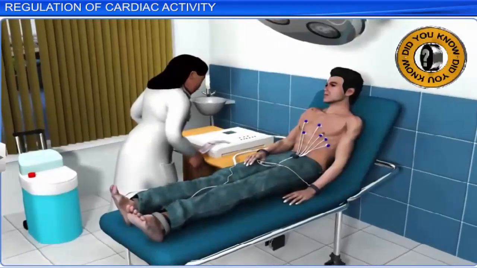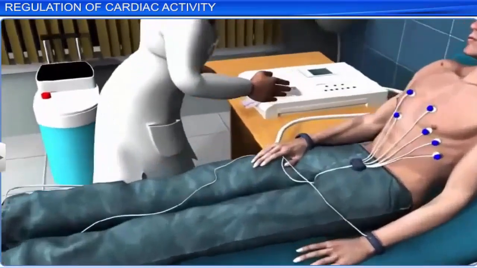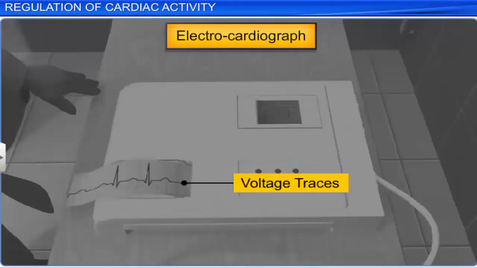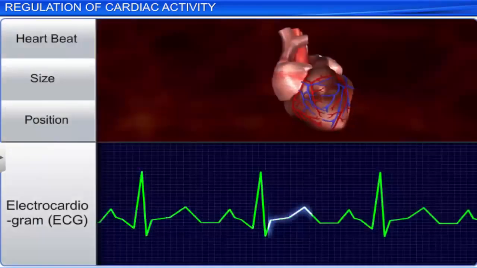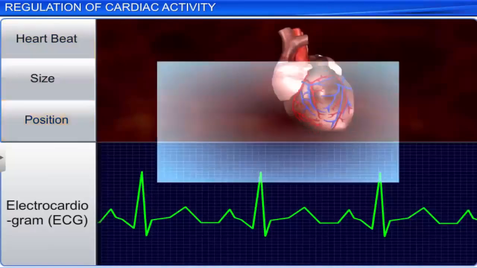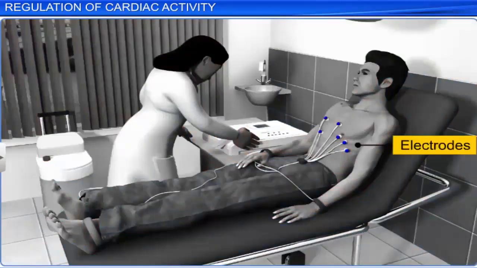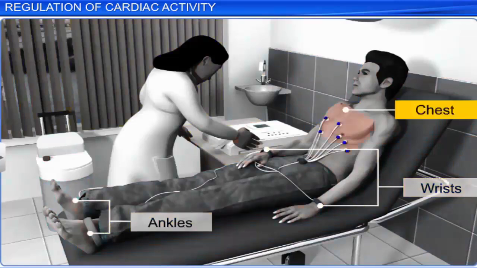Did you know that cardiac activity can be measured using an instrument? The instrument used is called an electrocardiograph, which records the electrical activity of the heart as voltage traces. This recording is called an electrocardiogram or ECG. It provides information on the rate of heartbeat and the size and position of the chambers of the heart. An ECG is taken by attaching electrodes from the instrument to the patient at the wrist, ankles, and on the chest.